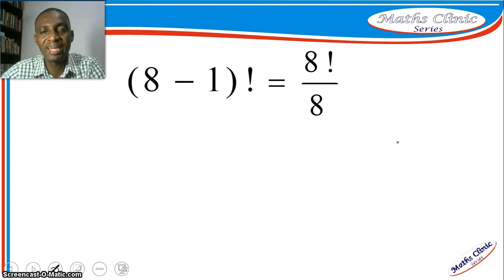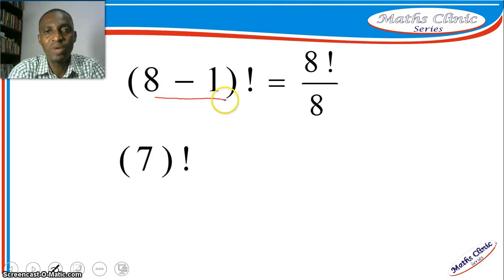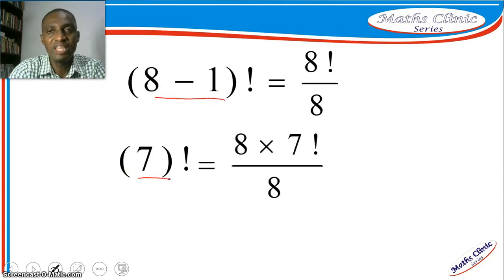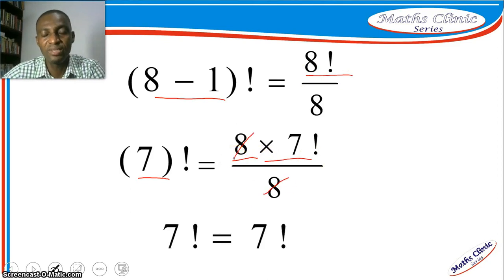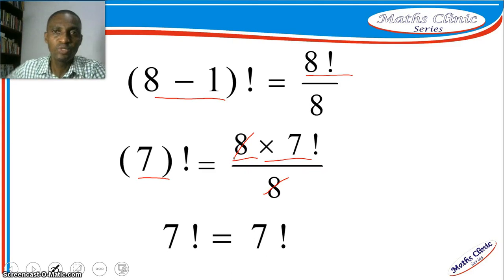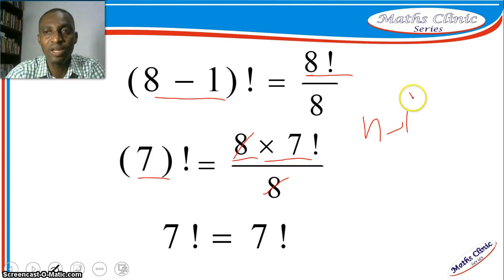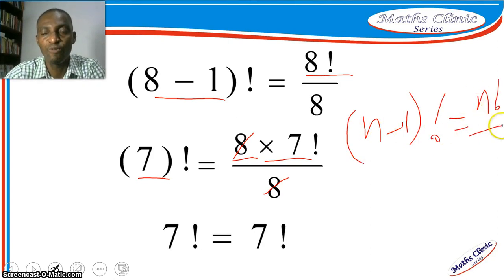And I can also say 8 minus 1 is 7, and 8 factorial can be written as 8 times 7 factorial. So that when this and this cancel out, then we have 7 factorial is equal to 7 factorial, and that is true. So what it means is that the statement that n minus 1 all factorial is equal to n factorial over n is true.